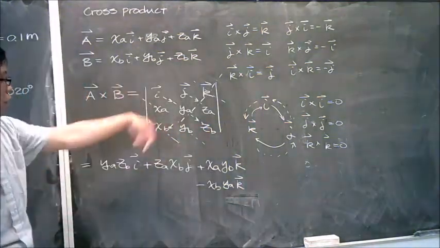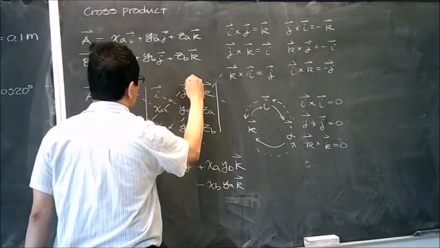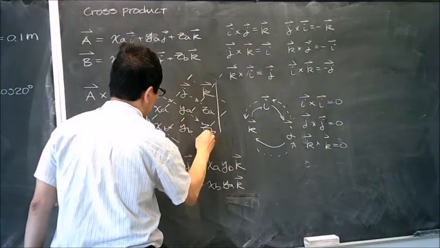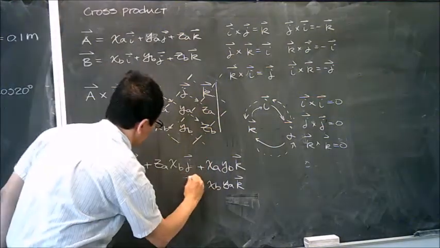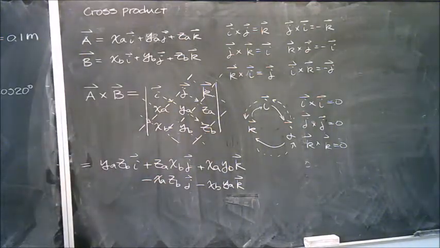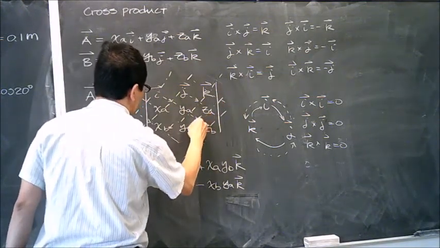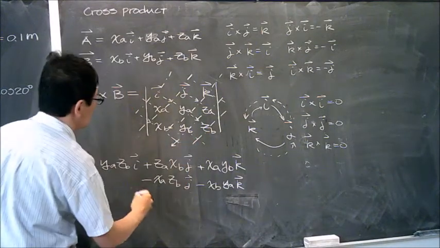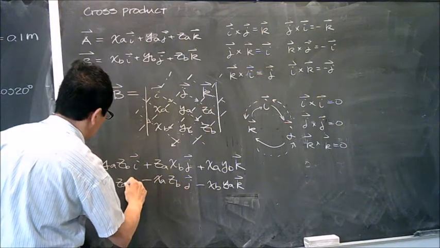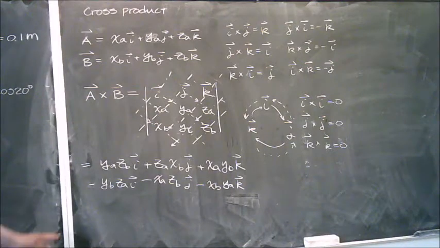Okay. For this one, for J, it's going to be XA ZB minus. For I, it's going to be YB ZA negative. So when you are dealing with this thing, you're going to have 6 terms. I know this part is somewhat tedious, and most of you guys are going to have problems with this kind of calculation. But unfortunately, this is going to be part of this class.